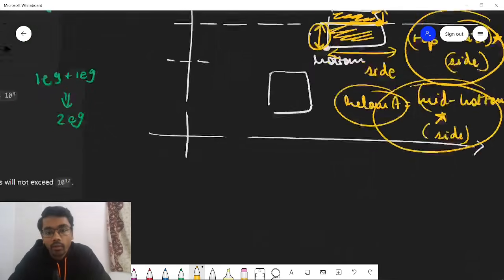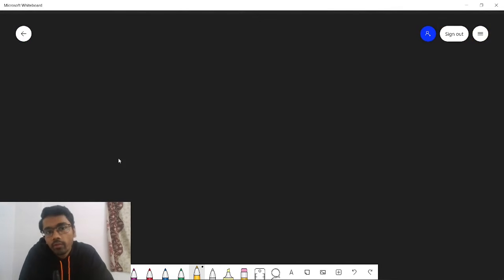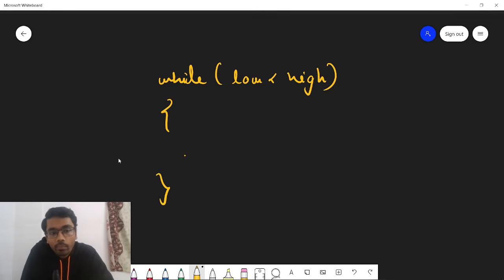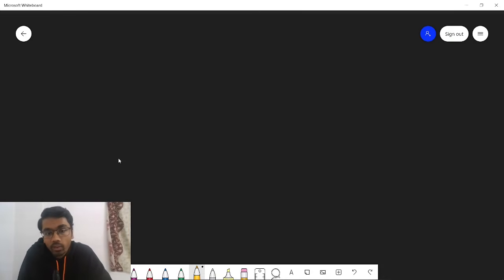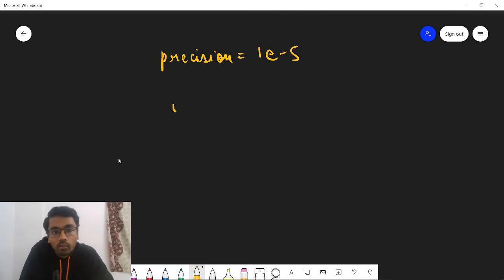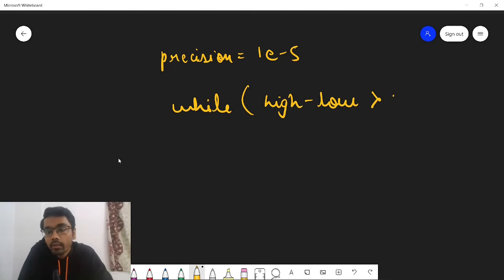So this is how we'll be doing the binary search, and we will not be applying the traditional binary search which we have something like this. So while low is less than high, then compute the mid value and do the binary search. So we will not apply this traditional binary search, because here we don't have a normal binary search. We have binary search with precision. So we will be having one precision value which is nothing but given in the question as 1e minus 5. So now we will change our binary search condition in the while loop from low less than high to high minus low is greater than precision.